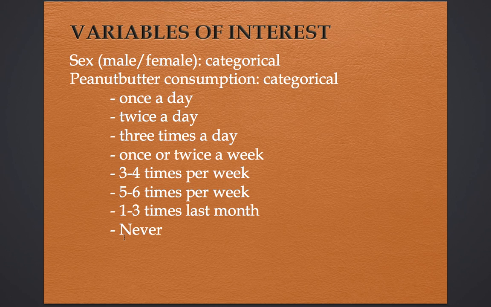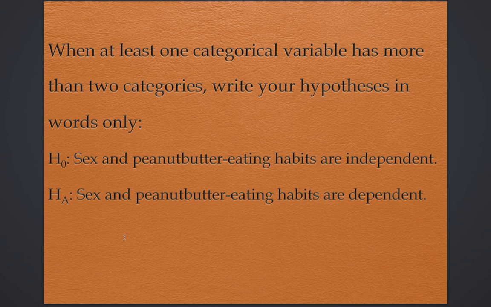So when you have more than 2 categories in at least one of your 2 variables, you want to write your hypotheses out in words only. Don't write them out in conditional probabilities. It would be way too complicated. So just write them out in words. The null will be that the 2 variables are independent. So in this case, sex and peanut butter eating habits are independent. And the alternative will be that they are dependent.